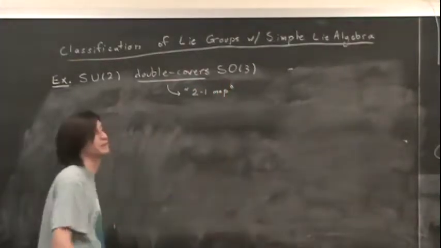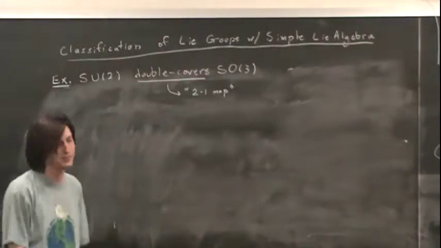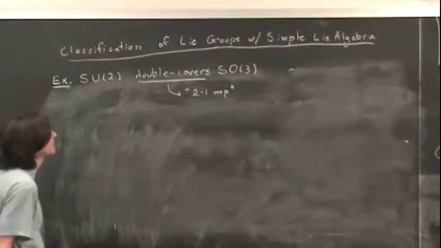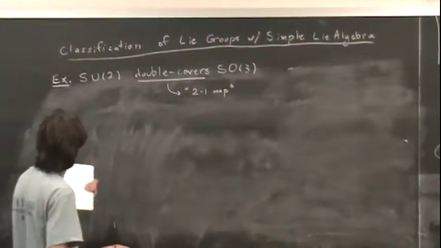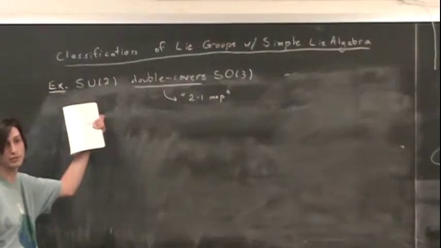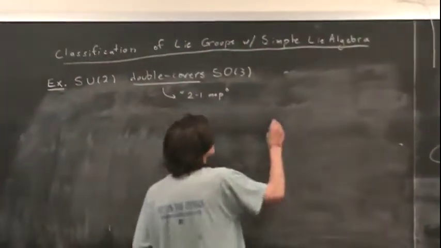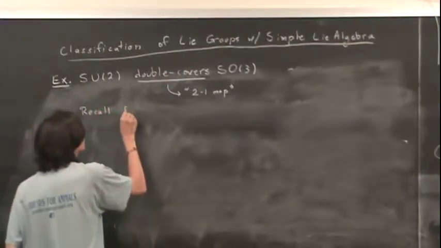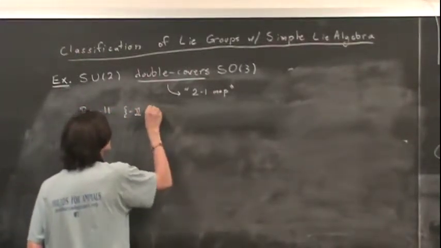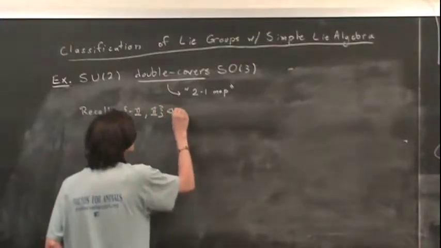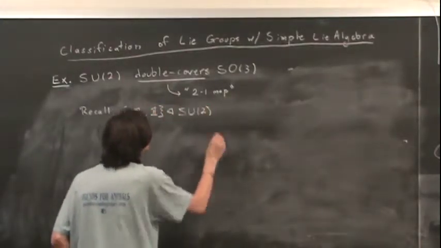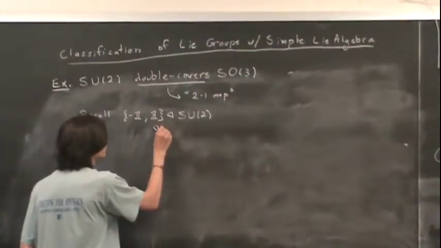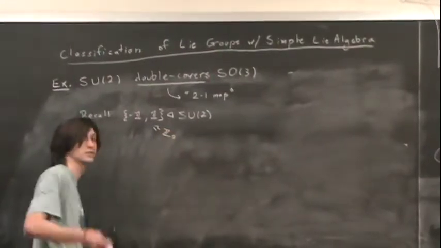And by map, whenever I'm talking about groups, I'm always talking about homomorphisms. So it's a 2-to-1 homomorphism. Remember that we saw that Z2 was actually a normal subgroup of SU2. Recall, at the very beginning, we wrote down that minus the identity, comma the identity, was a normal subgroup of SU2. And this is isomorphic to the group Z2. It's just a 0 and 1.